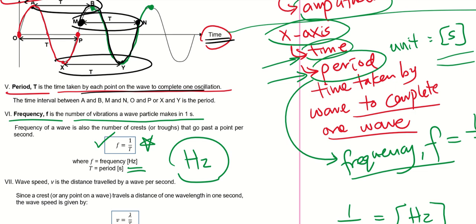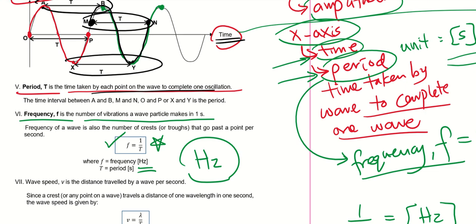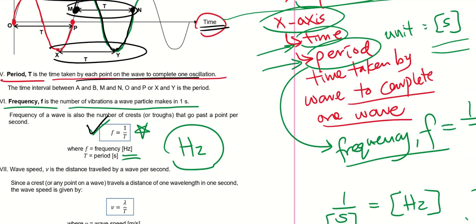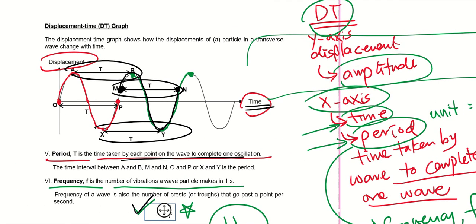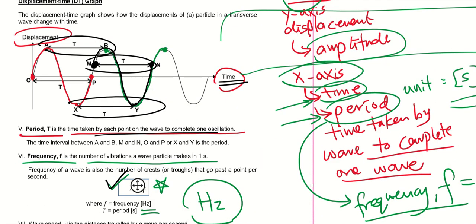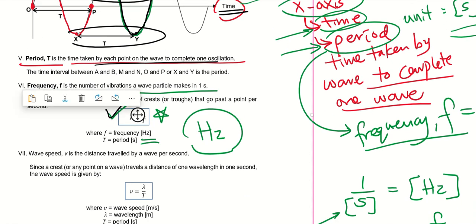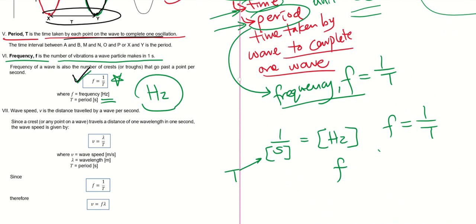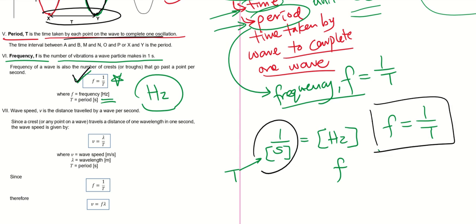Frequency f is the number of vibrations a wave particle makes in 1 second. This is a formula that you need to memorize. So what can you get from the DT graph? Your amplitude and your period. And with this formula, I can get my frequency, because frequency is 1 over period. The unit for frequency is hertz. I've written here that 1 over second is hertz, because frequency equals 1 over period. So you need to memorize this formula.